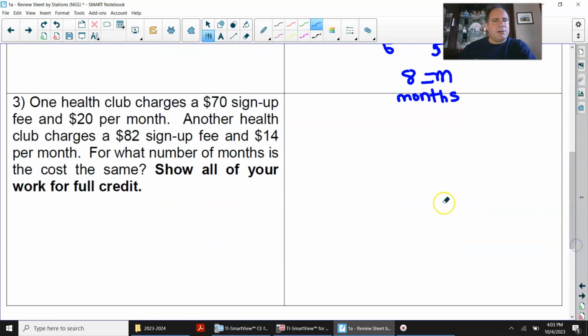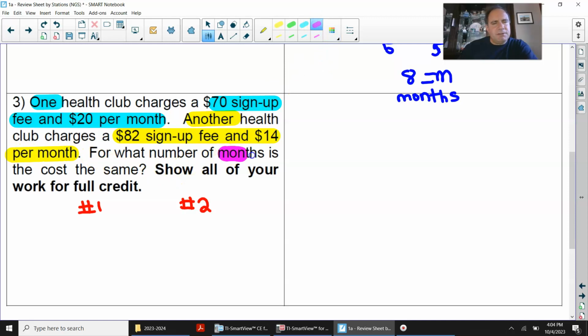So one health club charges us $70. So this is one health club, number one. And another health club charges another fee. So I'm going to highlight one health club, $70 sign up fee, and $20 per month. Another health club charges $82 and $14 per month. For what number of months is the cost the same? So as soon as you see the same in math, it means equals.